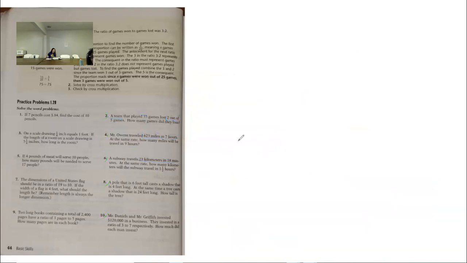All right. A pole that is 6 feet tall casts a shadow that is 4 feet long. At the same time, a tree casts a shadow that is 24 feet long. How tall is the tree? Okay, so which two go together? What do you think? You said 26 for the answer? Good thinking.